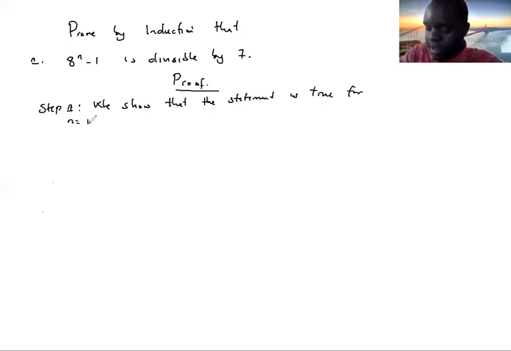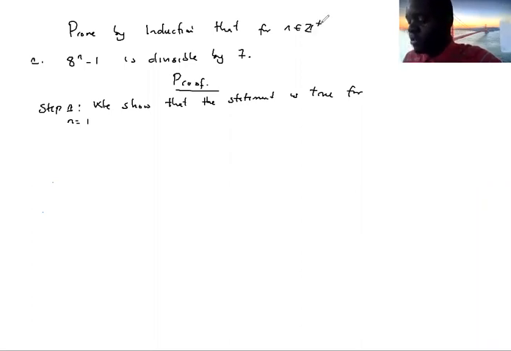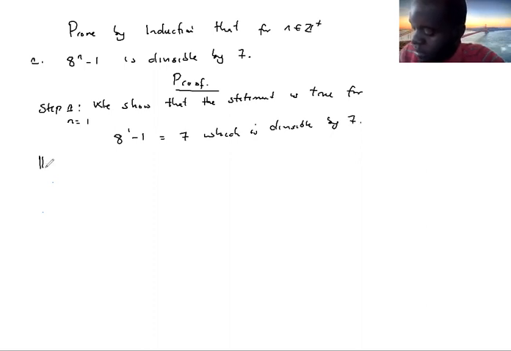So which set are we given here? We are given positive integers, so n is a positive integer. I want to show that it is true for n is equal to 1. So is that so? 8^1 minus 1 is going to be 7, which is divisible by 7. Hence, shown. Then you go to step 2.